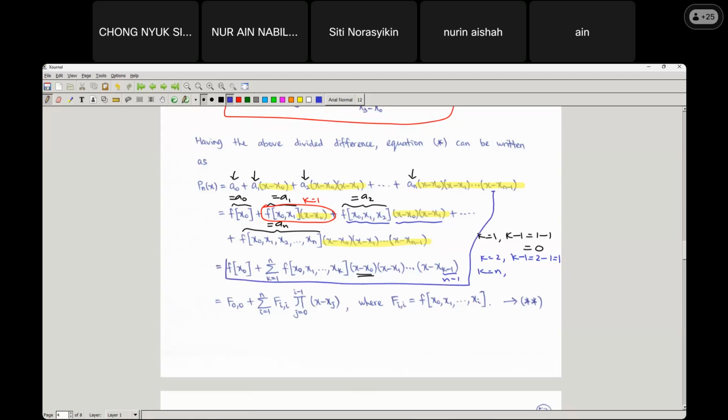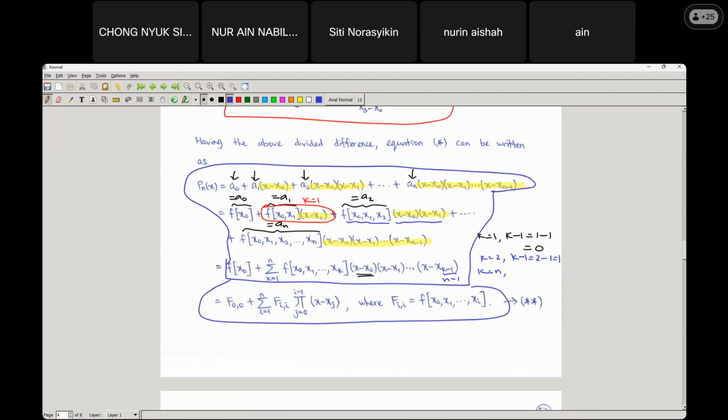All of these are correct. Some of the textbooks may use the last line, because this is the multiplication of the factors, so we can write it in terms of the multiplication of the factors. And here, f[x0, x1, ..., xi] represents the divided difference. So it's up to you. All of these can be used to write the equation.